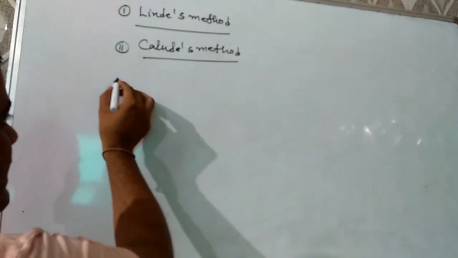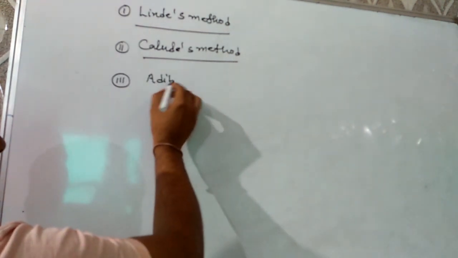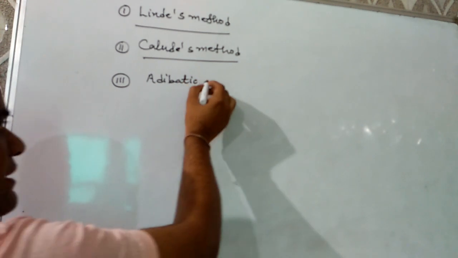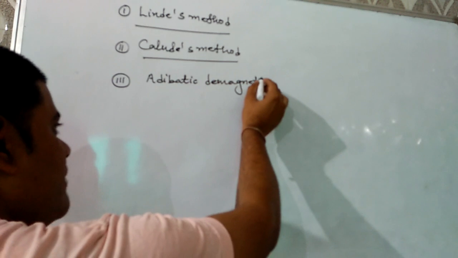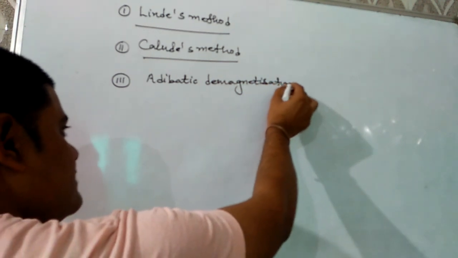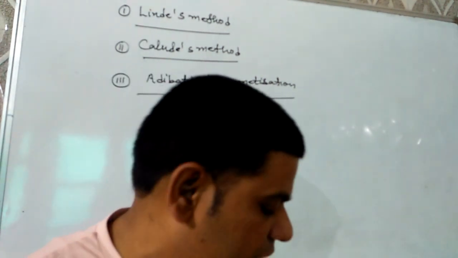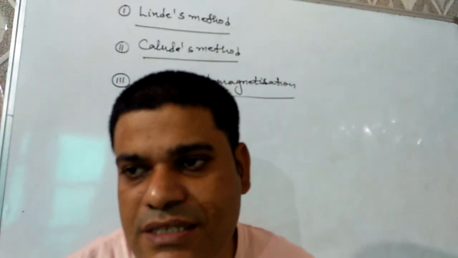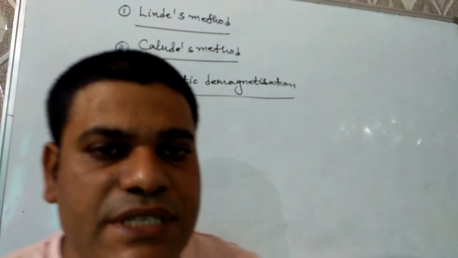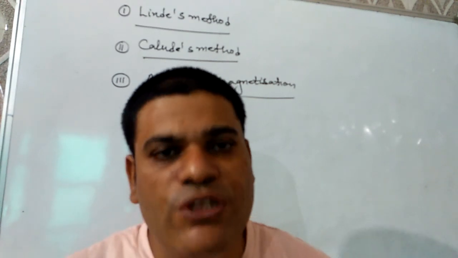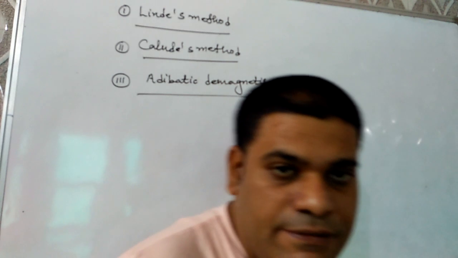And the third method is adiabatic demagnetization. In this method, the paramagnetic gases which have unpaired electrons are dimerized to get converted into a diamagnetic substance. That's why the molecules will come closer, and due to which the gases will get converted into liquids.